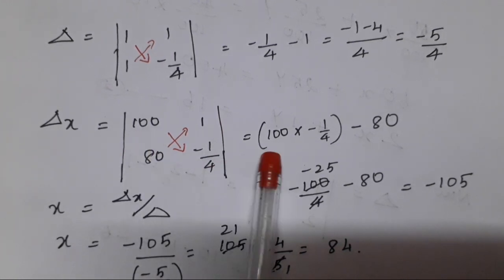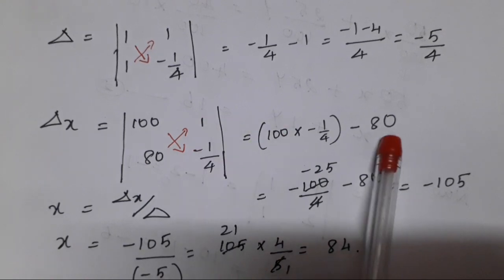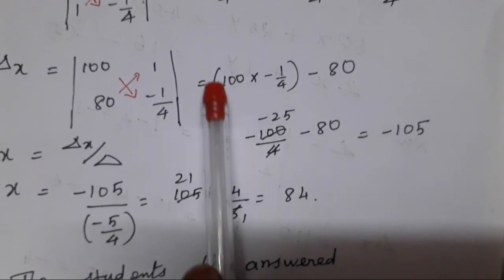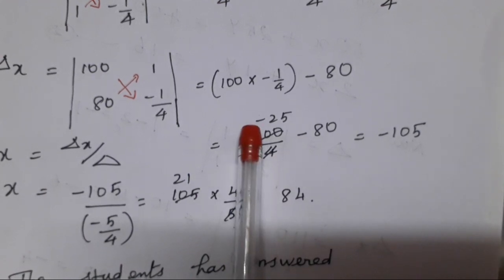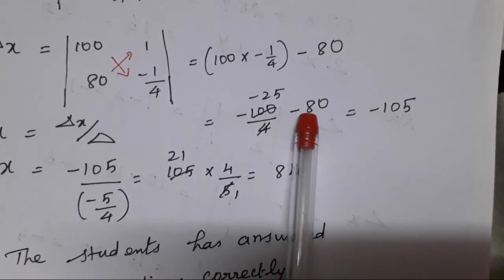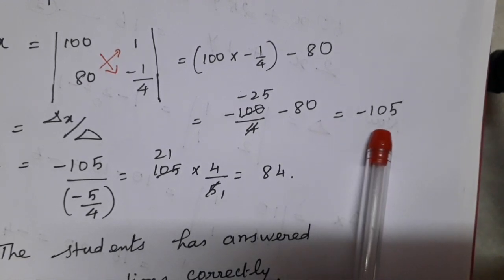So 100 into minus 1 by 4, minus 1 into 80. Let me show the calculation. 100 into minus 1 is minus 100 divided by 4. You cancel and get minus 25, minus 80. Adding minus 25 and minus 80 gives minus 105.